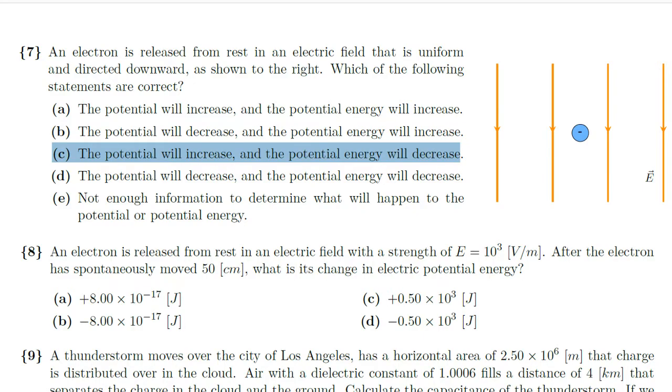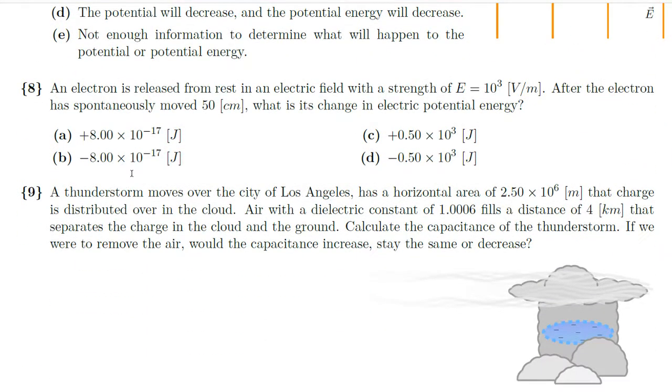Okay, so going to number 8, an electron is released from rest in an electric field with a strength of 10 to the third volts per meter. After the electron has spontaneously moved 50 centimeters, what is its change in electric potential energy? So change in electric potential energy.